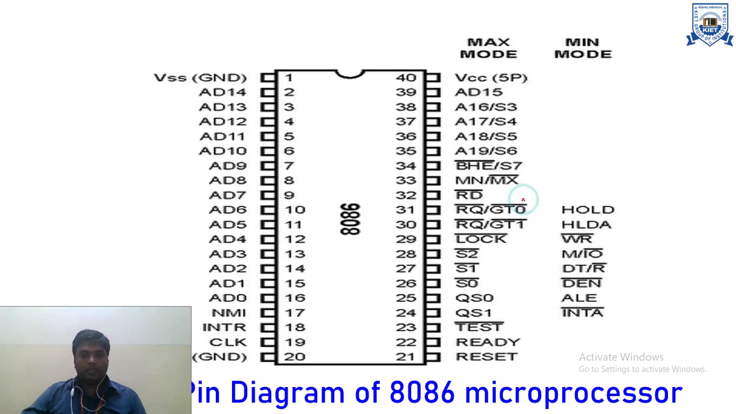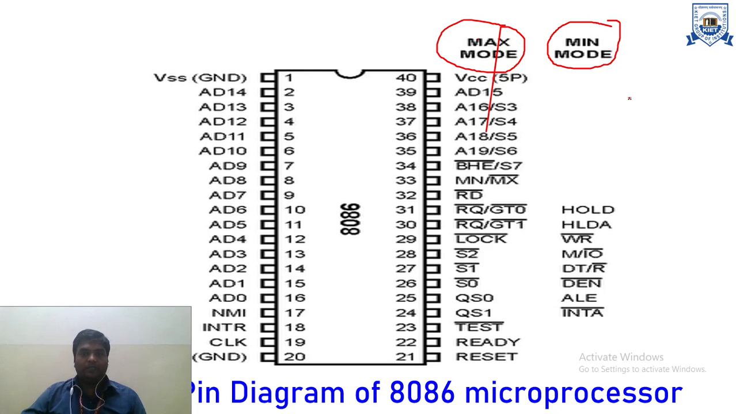As I earlier told you, 8086 operates in two modes, that is minimum mode and maximum mode. I just told you the meaning of minimum mode and maximum mode. When there is a multiprocessor environment, 8086 is considered to be in maximum mode, and when we have only a single processor, that is 8086, then it is known as minimum mode.